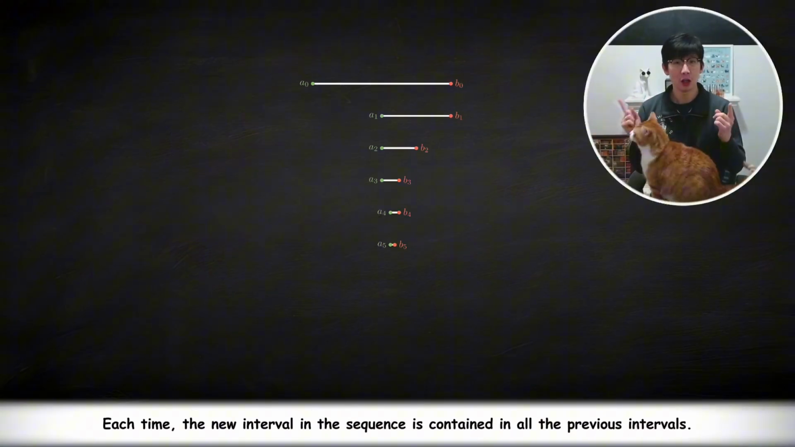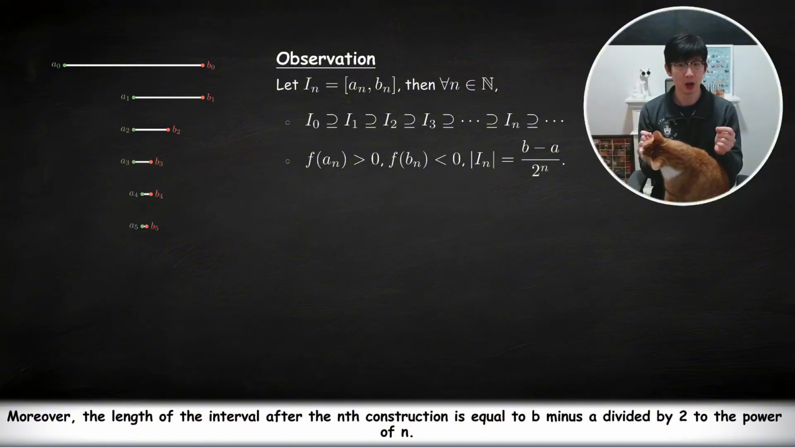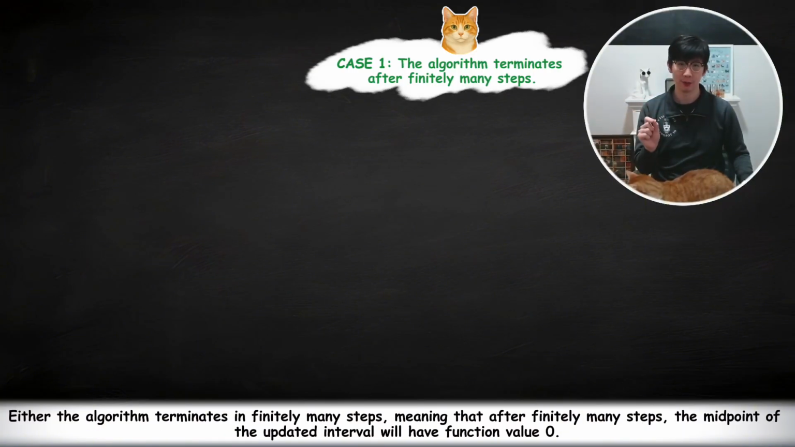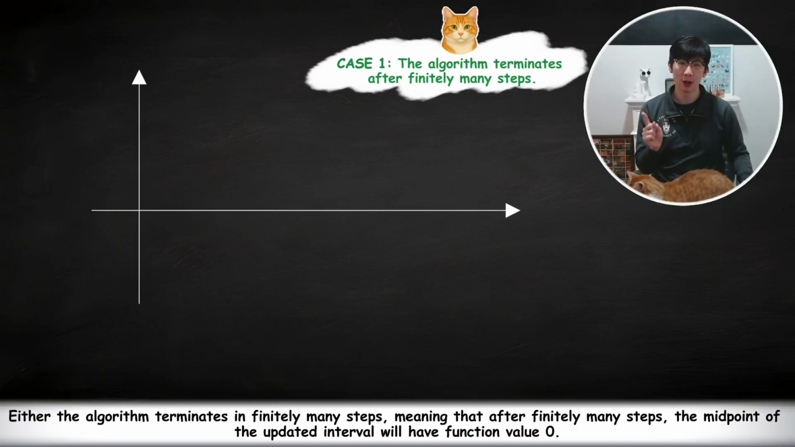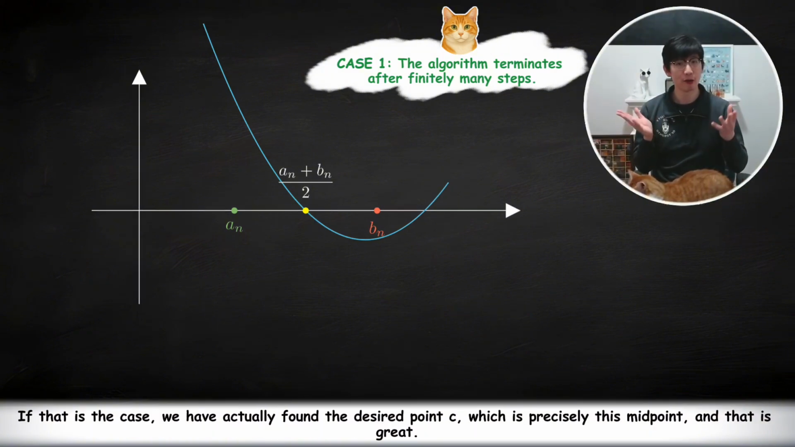Each time, the new interval in this sequence is contained in all the previous intervals. Moreover, the length of the interval after the nth construction is equal to (b minus a) divided by 2 to the power of n. Alright, now you see that if we keep going in this way, there will only be two possibilities. Either the algorithm terminates in finitely many steps, meaning that after finitely many steps, the midpoint of the updated interval will have function value 0. If that is the case, we have actually found the desired point c, which is precisely this midpoint.